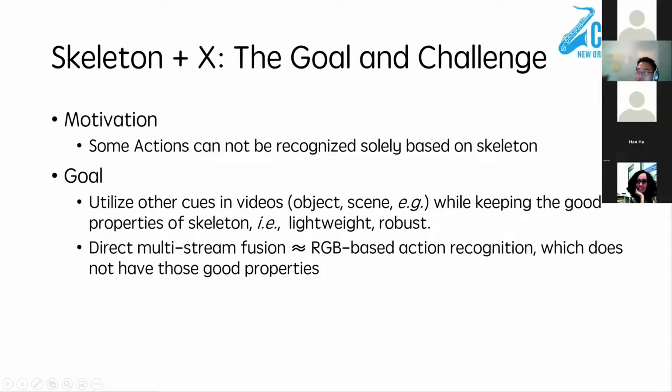Of course, we know that skeleton itself may not be able to handle all action categories, and how to combine skeleton with other modalities is also a worth exploring topic. When we combine other modalities with skeleton, our goal is to utilize other cues in videos like object or scene, while keeping the good properties of skeleton-based action recognition, like the good robustness or the computational efficiency. General multi-stream late fusion may help to improve the recognition accuracy, but most of the good properties do not exist anymore.